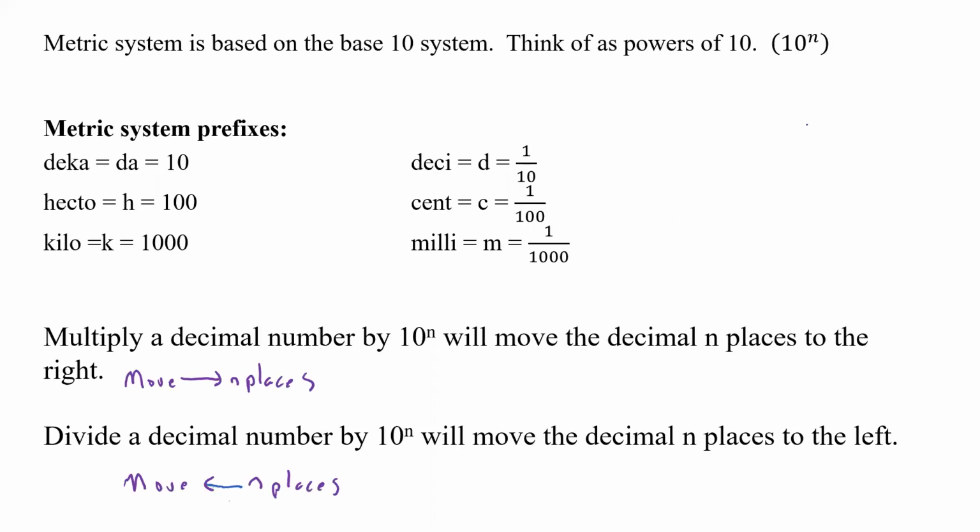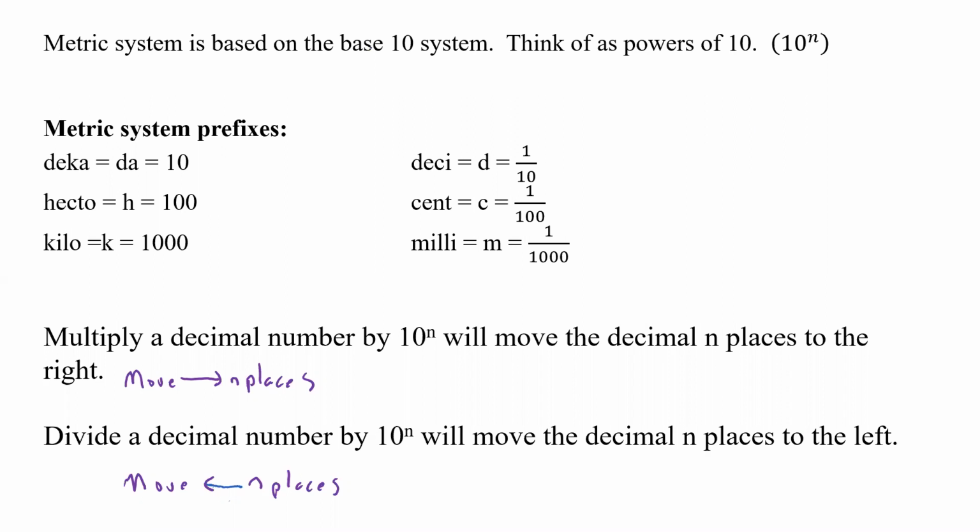So the metric system is based on the base 10 system. So basically powers of 10, so 10 to the n. If it's a positive n, we move to the right. If it's negative n, we move to the left. And it's all just about moving decimal places. That's all the metric system is: as long as you know where you're at in the metric system, you can get to anywhere else by just moving your decimal place.